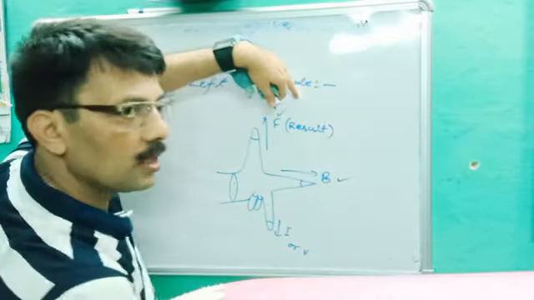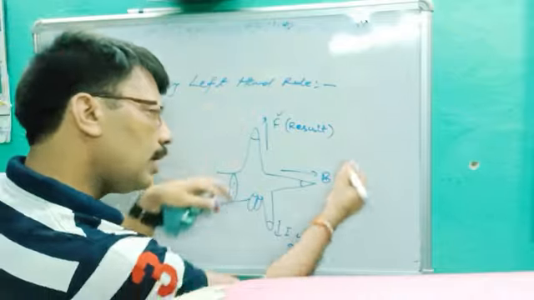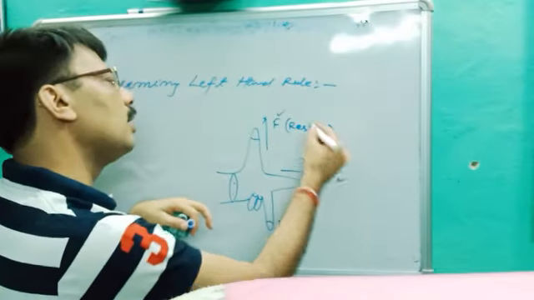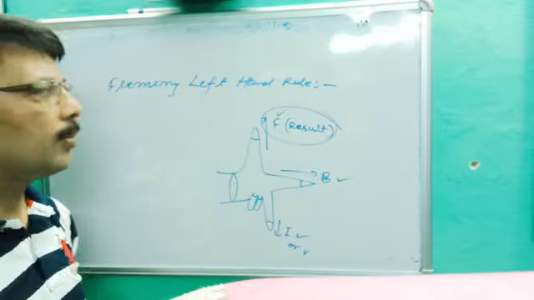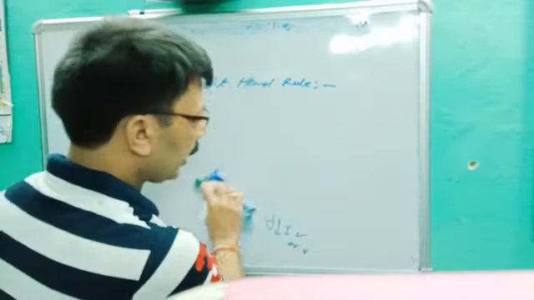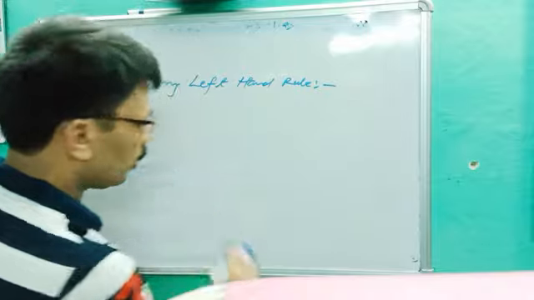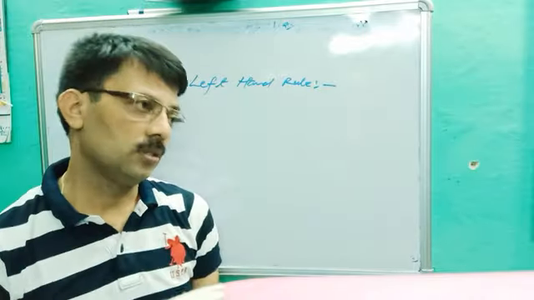If this is the magnetic field and this is the current, then the combination of B and I will give a resultant, what? Force. Are you getting it? So this is all about your Fleming left hand rule. Now, one application of Fleming left hand rule. So first, see the question.